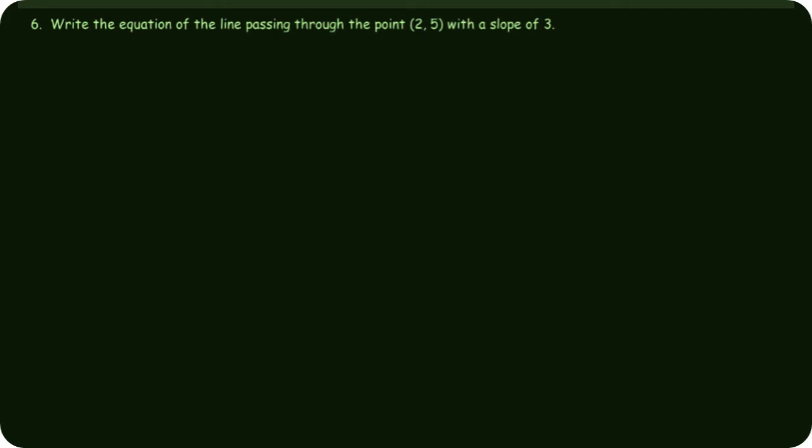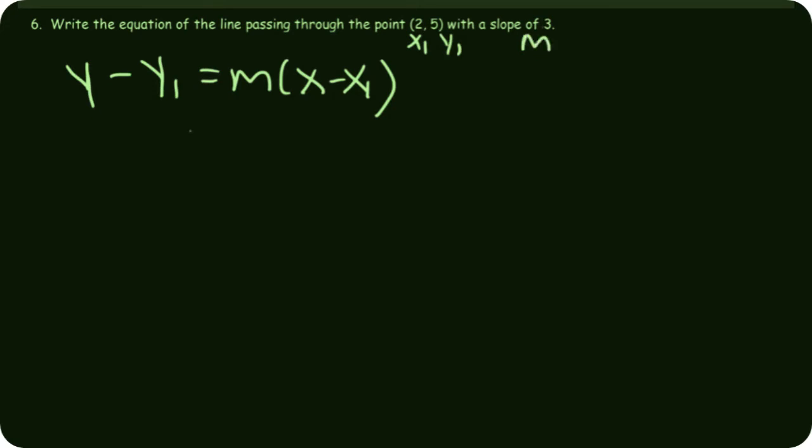Whenever you are given a point and the slope, it is best to use the point-slope formula to write the linear equation. x1 is 2, y1 is 5, and m is 3. So it is y minus 5 is equal to 3 times x minus 2. So that's the linear equation in point-slope form.